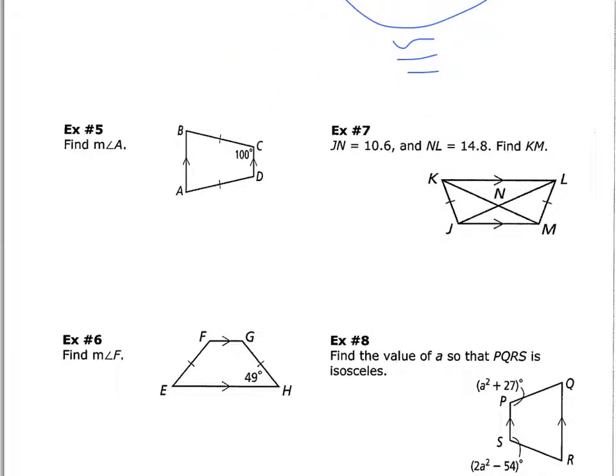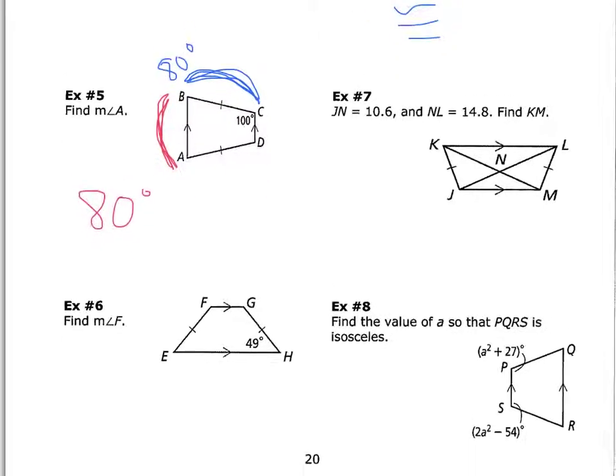Number 5 says find measure angle A. Well, we know that C and B are going to be supplementary. So if you have 100 degrees for C, B must obviously be 80 degrees. And then what do you know about B and A? Well, of course, they're congruent. So B and A would be the same, so A would end up being 80 degrees.